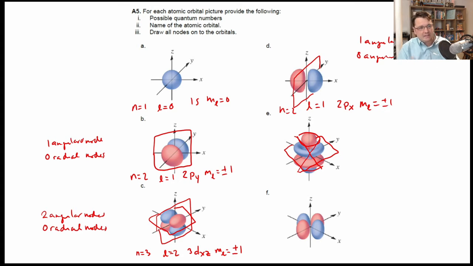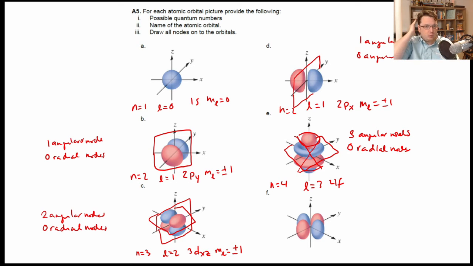You have that flat plane, that's worth 1 angular node. So this tells us we have 3 angular nodes in this case. And then looking at it, we don't see any hats. We don't see anything that looks like an invisible sphere of nothingness. So that tells us we have 0 radial nodes in this case. That gives us the information that L is equal to 3, because we have 3 angular nodes. And then 3 plus 1 gives us 4, which means we're looking at a 4F orbital in this instance. So we're looking at a 4F orbital. Now, which 4F orbital?